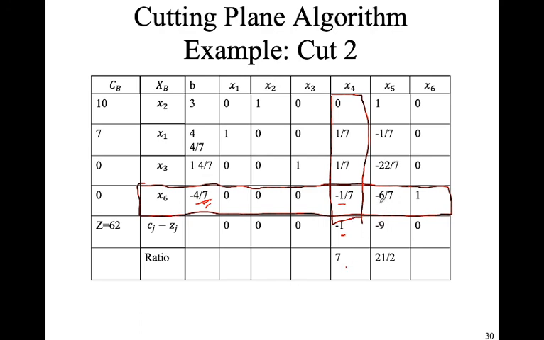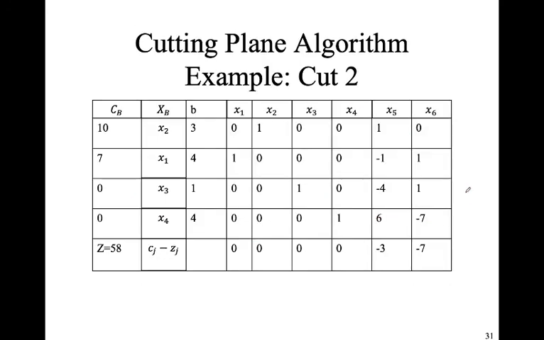Now this is minus 9, this is 6/7, so it would become 21/2. The minimum ratio is 7 and corresponds to the column number 4. So now this becomes the key column. This is our key element. Since this is the key element, we'll make it 1 and the remaining elements equal to 0. And to make it 1, we have to multiply this entire row by minus 7.